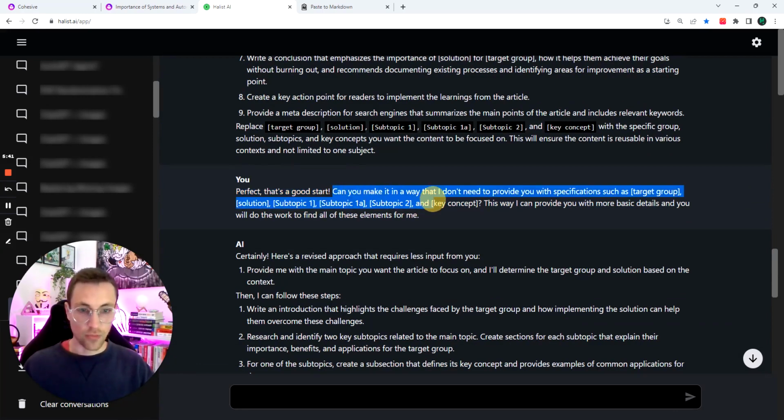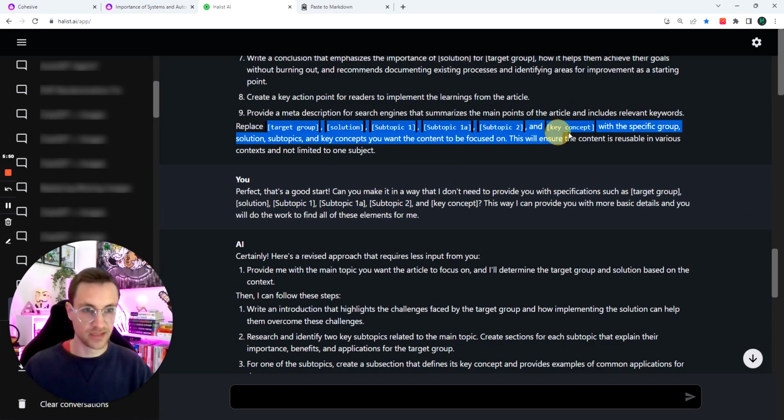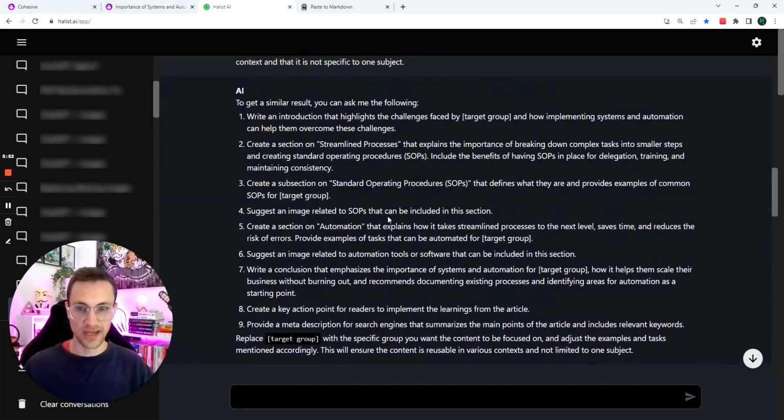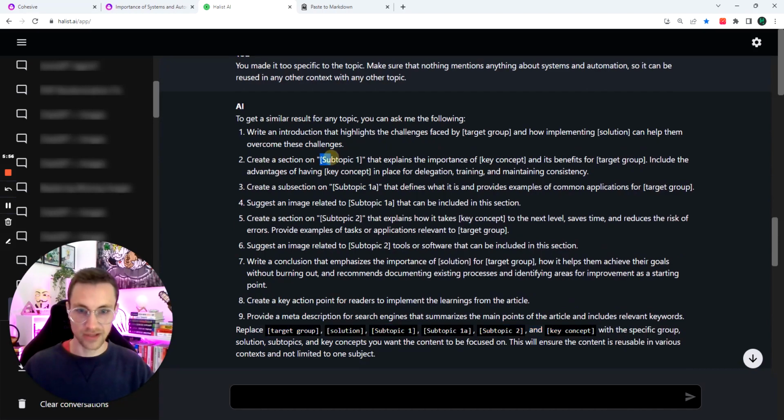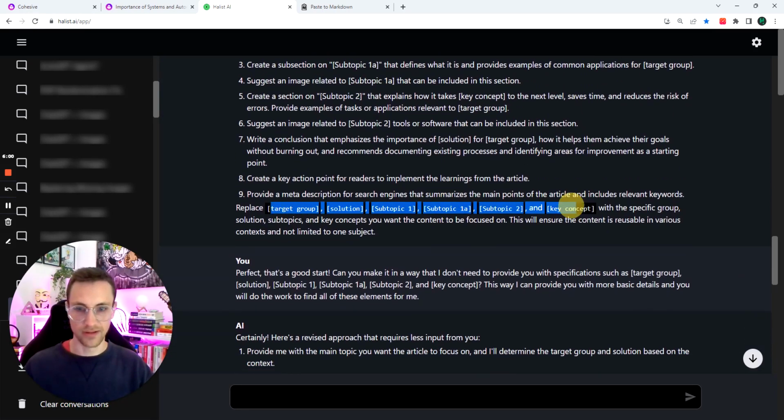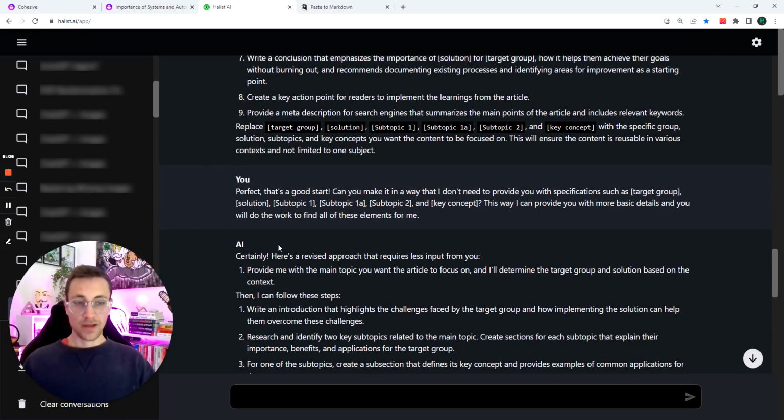Can you make it in a way that I don't need to provide you with specific information, with specifications such as target group? I basically copied this here because, as you can see in the text, it gave me subtopic one, key concept. I don't want to have to do that. Again, I said it. I want to be as lazy as possible with ChatGPT because ChatGPT is supposed to do the work.